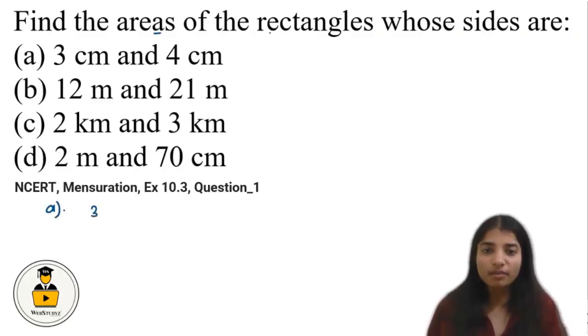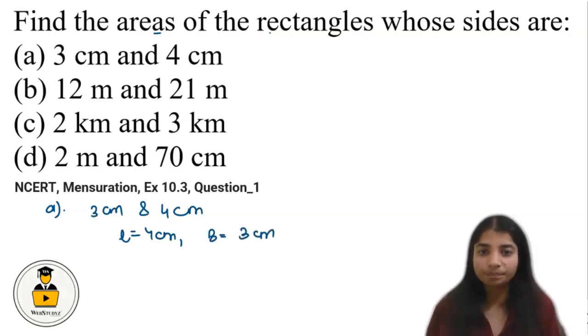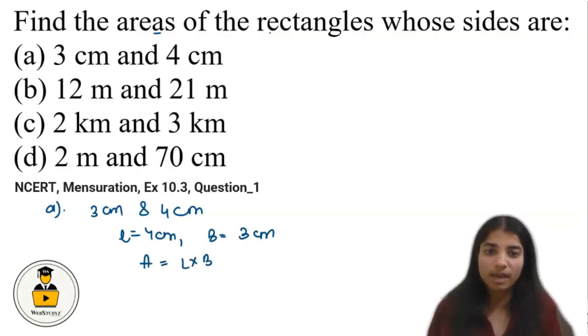In the part A, we are given one side that is equal to 3 centimeter and the another side which is 4 centimeter. Let's say length is equal to 4 centimeter and breadth is equal to 3 centimeter. So area of rectangle is equal to the length multiplied by the breadth. So we are going to multiply this. So 4 multiplied by the 3 is equal to 12. So area from here is equal to 12 centimeter square.